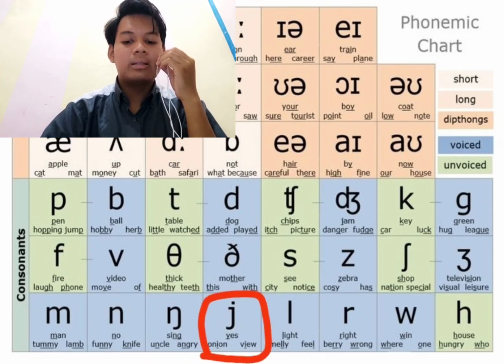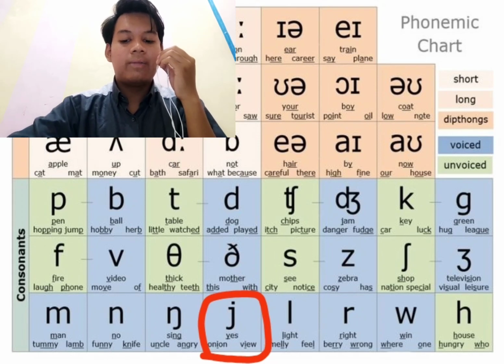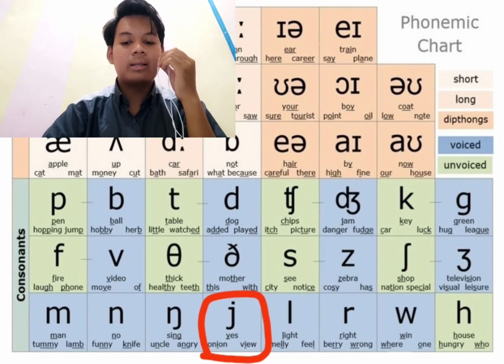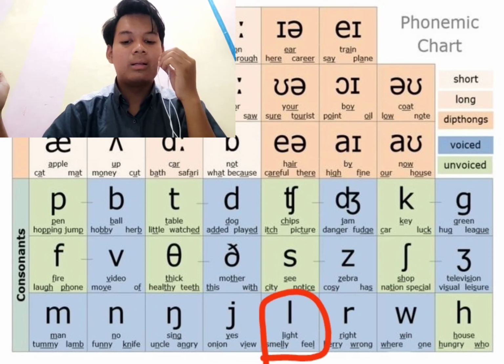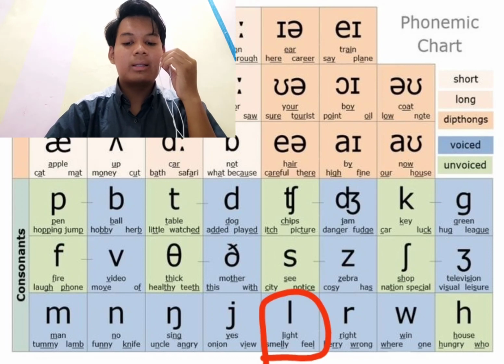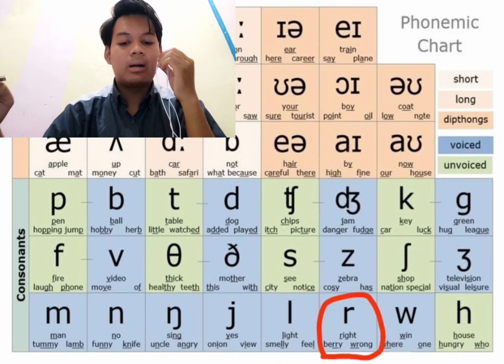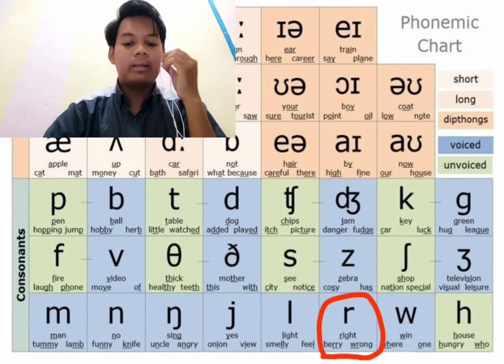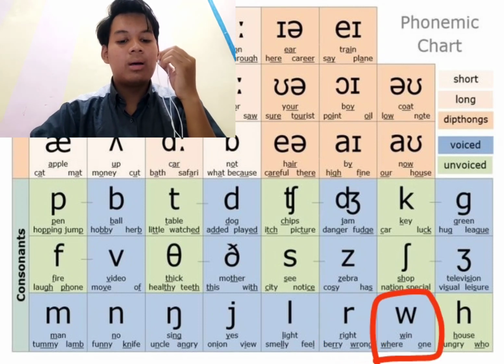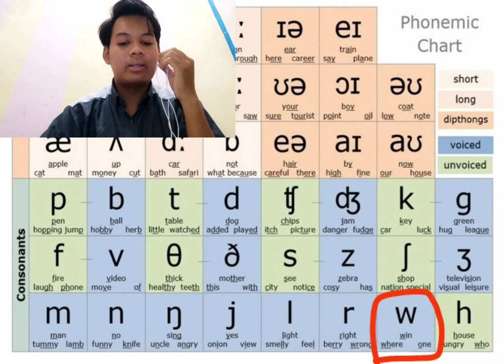And next, g. For example: yes, onion, view. And next, for example: like, smelly, feel. And next, for example: right, very, wrong. And next, for example: win, one.